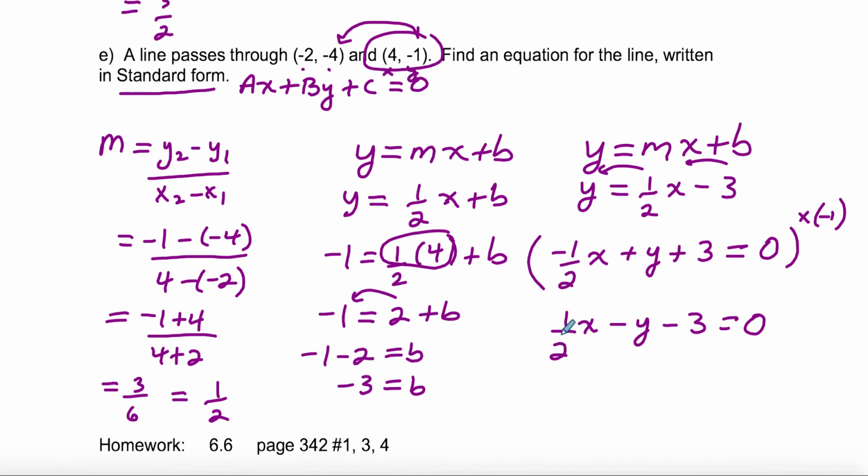So if I have a fraction at the front and my a value is a fraction, that's also not proper standard form. So I would imagine multiplying this term by 2, and this term by 2, and this term by 2, and this term by 2. I'm allowed to do that as long as I multiply every term on the left and the right by the same value. These two 2's cancel out, so I just have x minus 2y minus 6 equals 0. And that is my equation of the line in standard form.